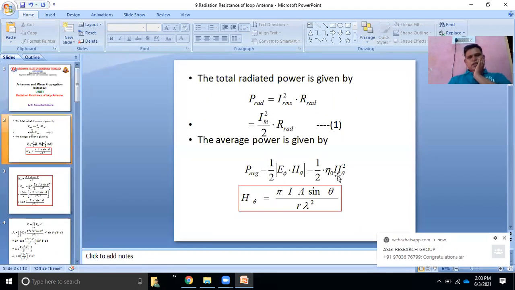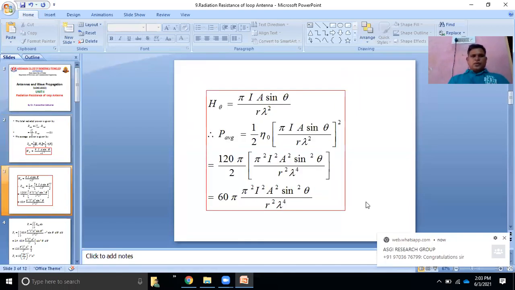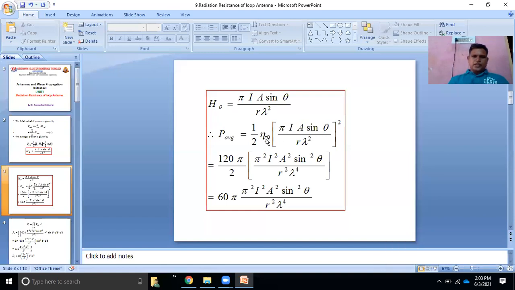Now substitute here: the average power is equal to 1 by 2 eta naught into H theta square. We already know the magnitude of H theta is equal to pi I a sin theta divided by r lambda square. Now substitute in this equation, and we get the average power like this. Multiply with eta naught, substituting eta naught equal to 120 pi, divided by 2, this becomes 60. Now we have a pi square term, pi into pi, pi power 3, the pi cube term, and we get I square, A square, sin square theta divided by r square lambda power 4.